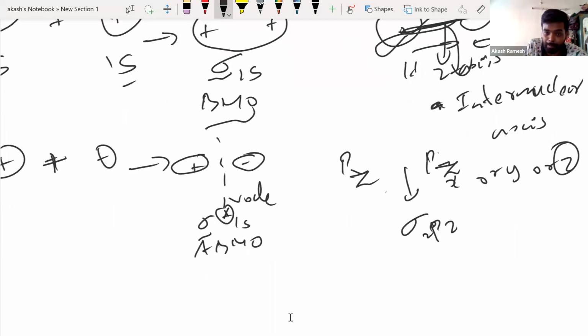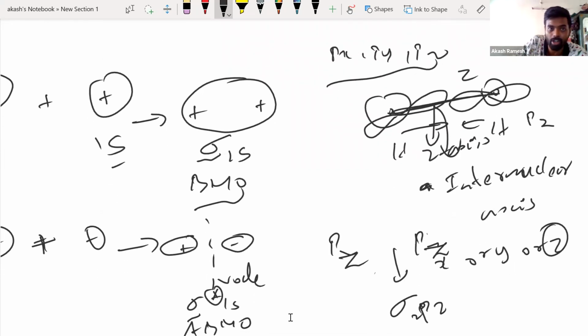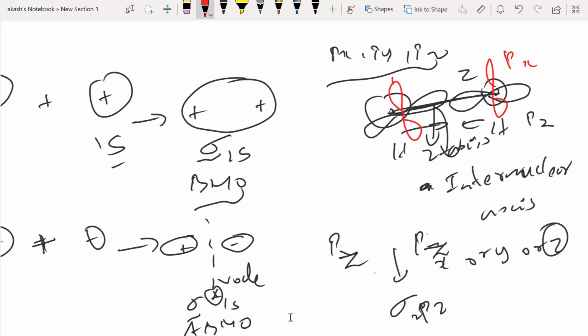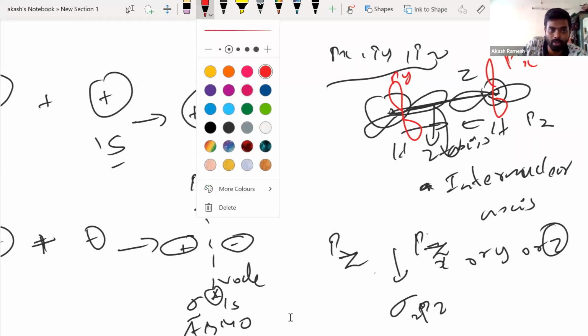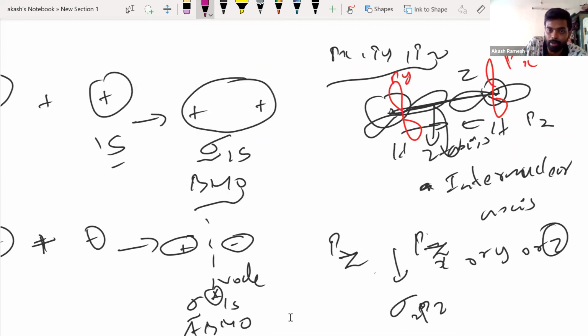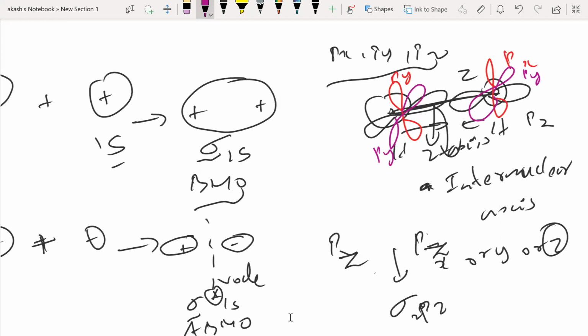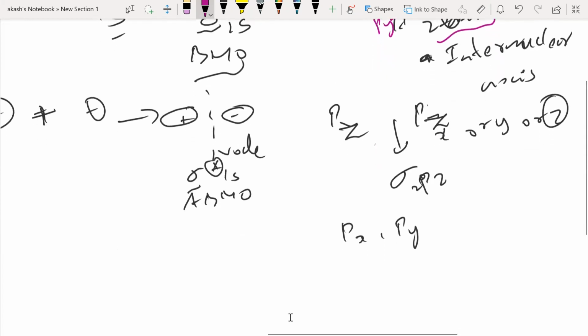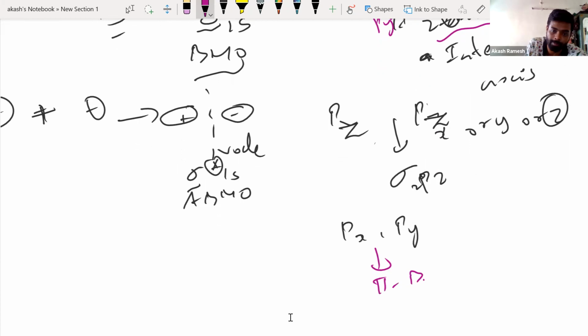But PY and PX? In the same picture, this is PZ, whatever I draw. If I take another color, this would be my PX, and in another color, this is my PY. They cannot form a sigma bond. Because the internuclear axis is fixed along the Z axis, obviously only PZ can form a sigma bond, but the other two, PX and PY, will form only a pi bond.